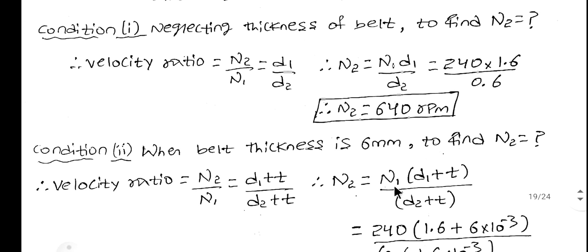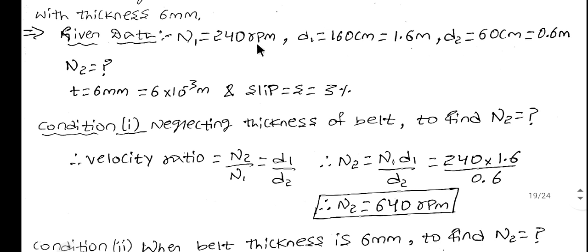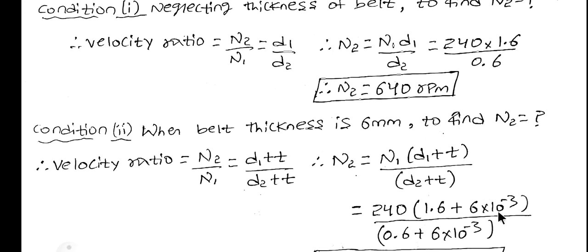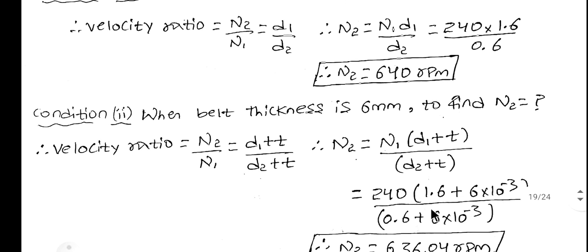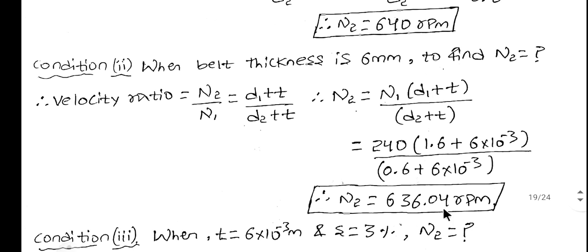Substitute the value of N1. N1 is given as 240. D1 is 1.6. D2 is 0.6. Substitute the value. Thickness is given as 6 mm. Convert that into meter. It will be 6 into 10 raised to minus 3 meter. Substitute all the values. You are going to get the N2 value. It is 636.04 rpm, revolution per minute.